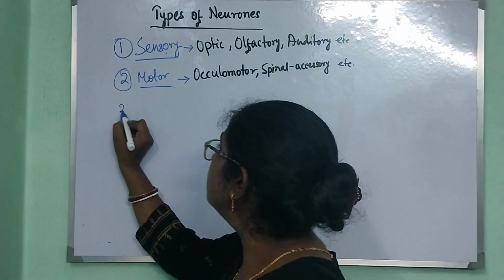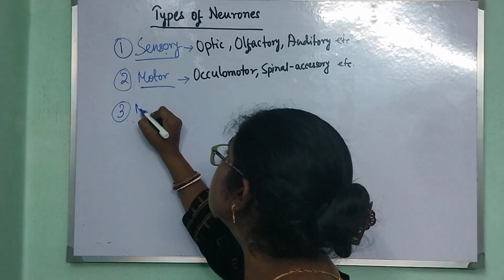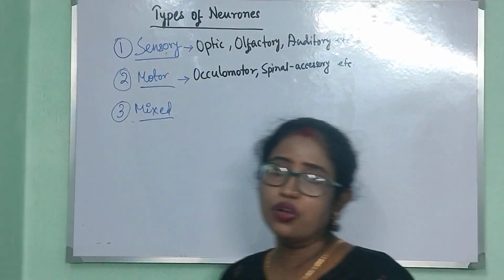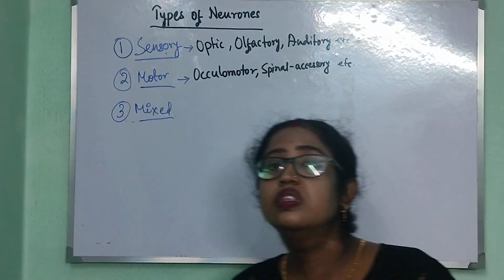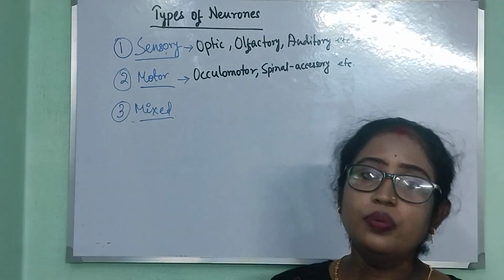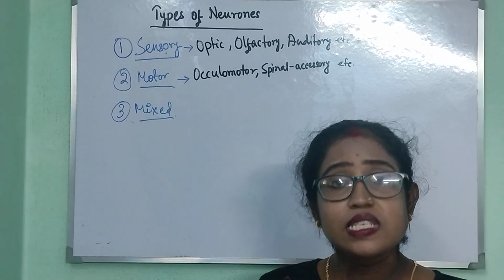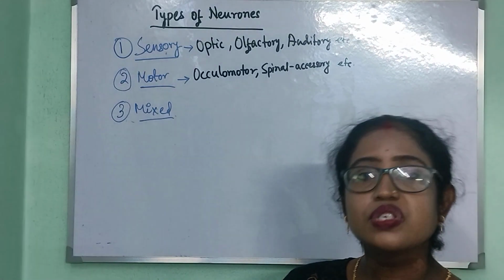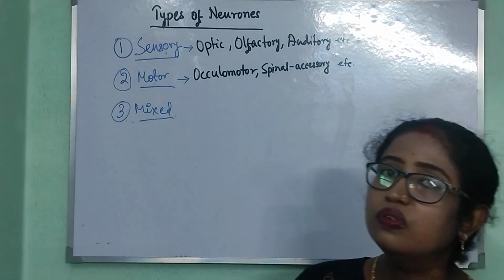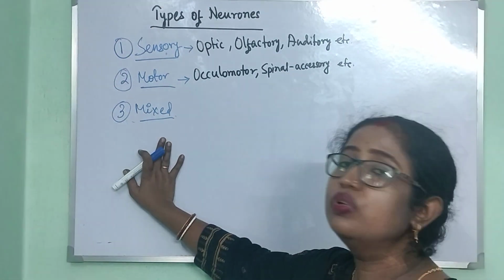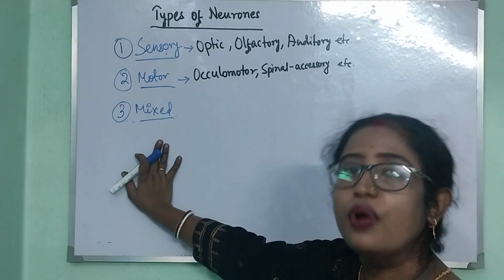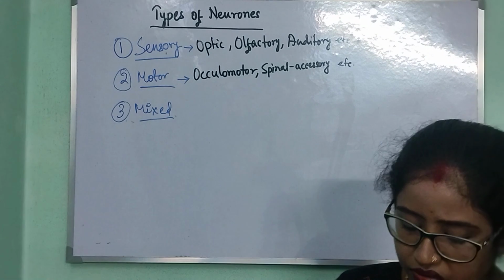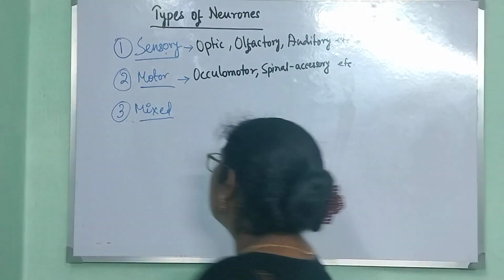Then we have the third kind of neuron, known as the mixed neuron. Mixed neurons have both sensory and motor properties, meaning they receive the stimuli as well as respond to that kind of stimuli. They have both the sensory and motor neuron properties. That is why they are known as mixed neurons.